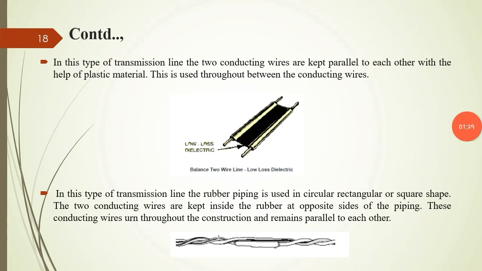Here low loss dielectric means the two conducting wires are kept parallel to each other with the help of a plastic material, used throughout the conducting wires. Another one uses rubber piping in a circular or rectangular shape, kept at the opposite side of the piping throughout the construction process, which keeps the wires parallel to each other.